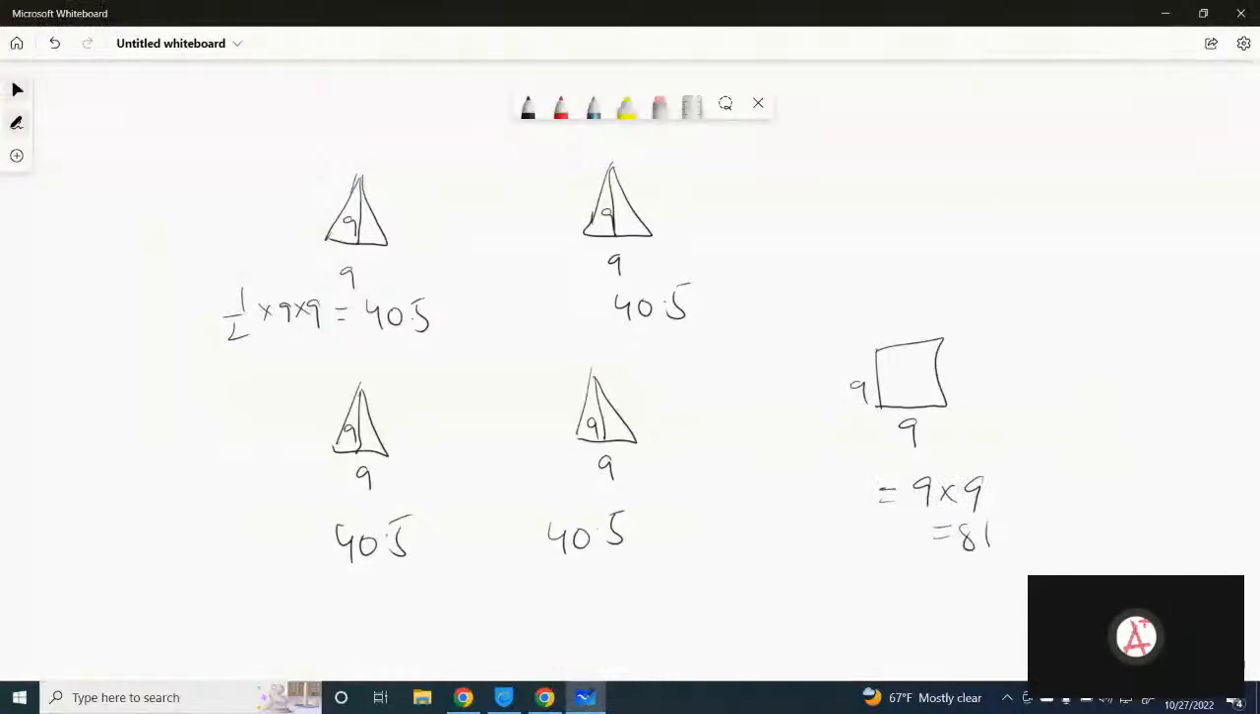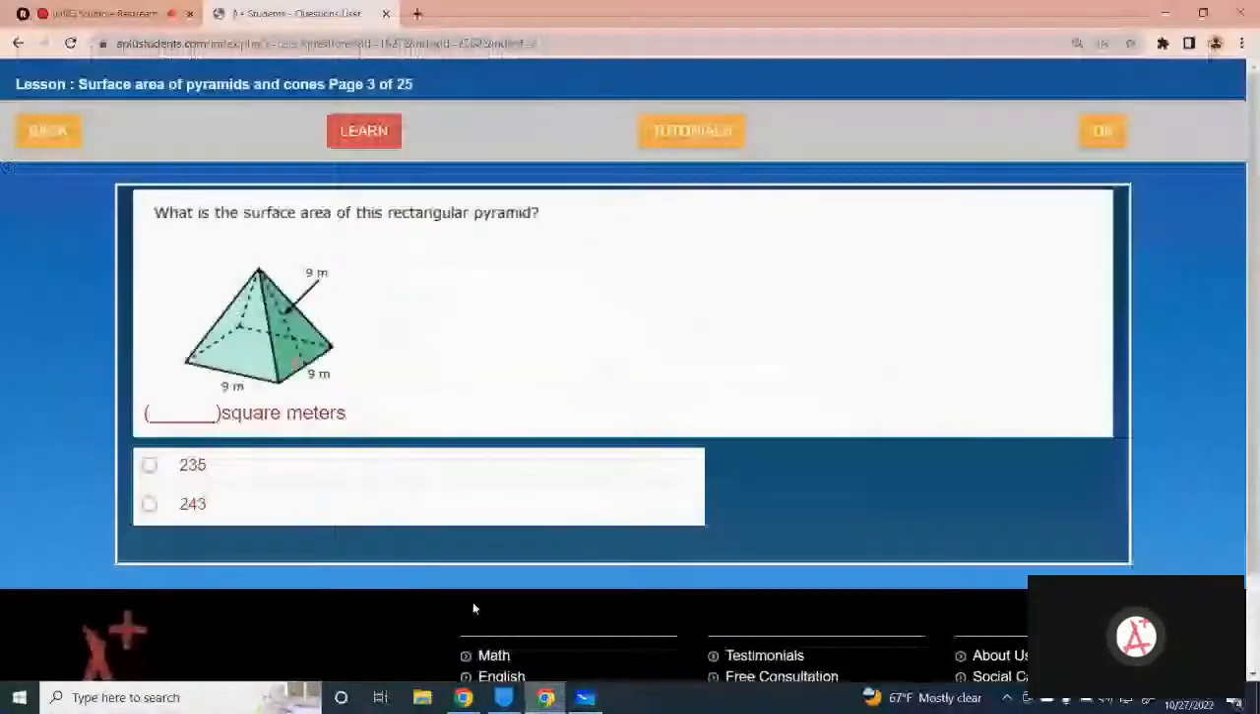So when you have to calculate the area of the rectangular pyramid, you have to add all the areas. Got it? Just add 40.5, the surface areas of all four faces, and then add the square. It would be 4 times 40.5, which is 162, and plus 81. So it is 243. So the correct option is 243. Just select the correct option and click on the OK button.